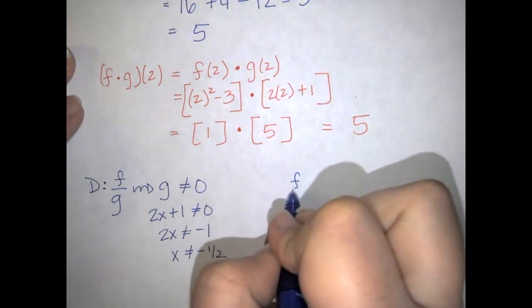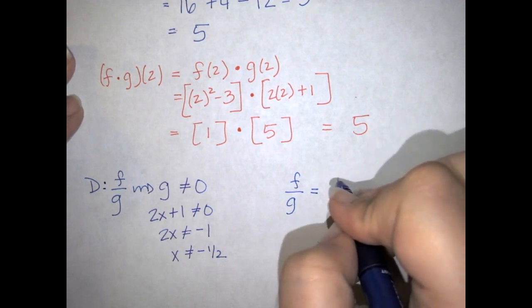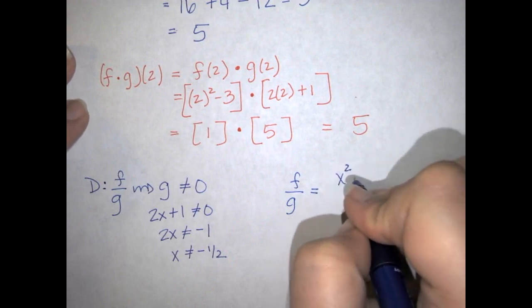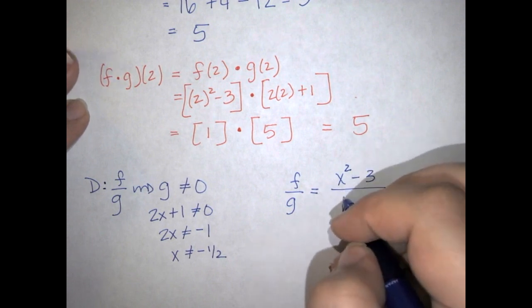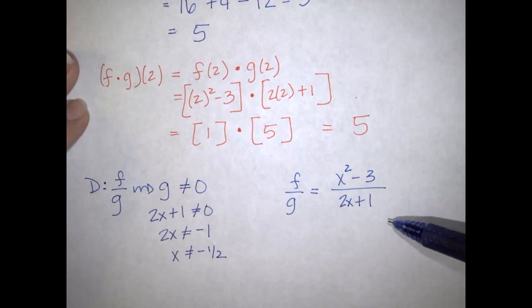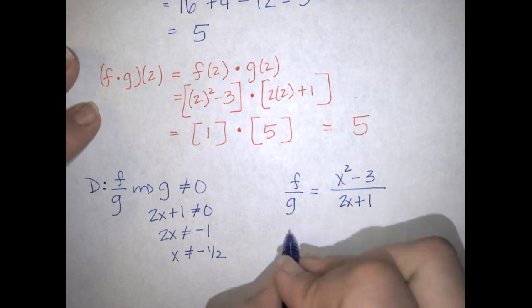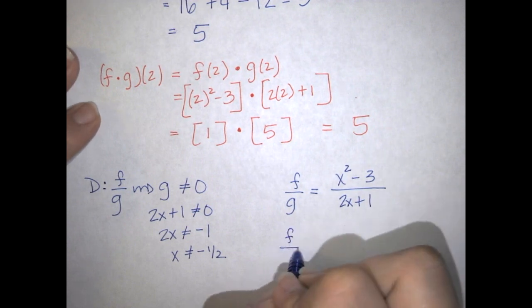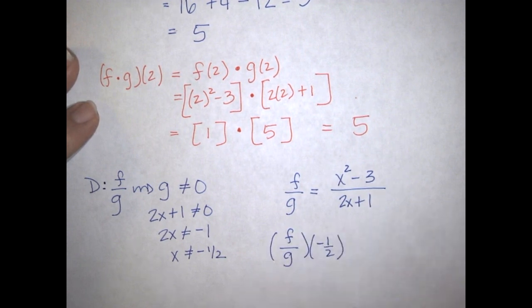So first and foremost, we know we need to do f divided by g. My function of f was x squared minus 3. My function of g is going to be the 2x plus 1. Now, that is simplified as far as we can. There's nothing else for us to do. So the evaluation piece, okay, we need to do f of g and evaluate at negative 1/2.